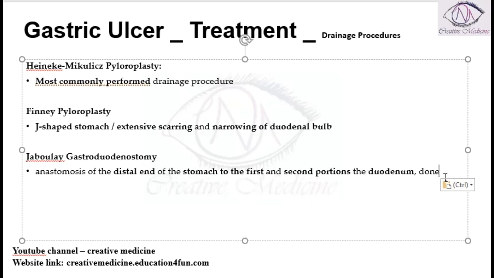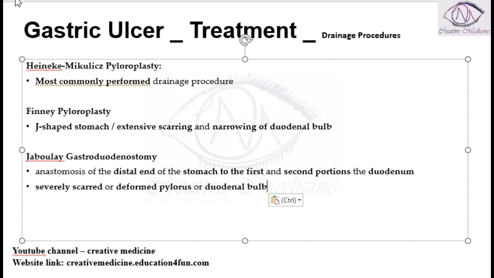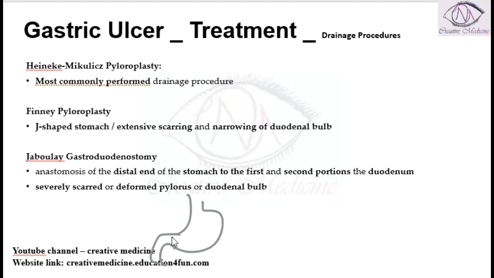This Jaboulay's gastroduodenostomy is done whenever there is a severely scarred or deformed pylorus, or if there is a deformed duodenal bulb. For example, if this is the stomach and here the pylorus is completely deformed, in such cases you will remove this and you will anastomose the stomach to the first and second part of the duodenum like this. So this becomes Jaboulay's gastroduodenostomy.